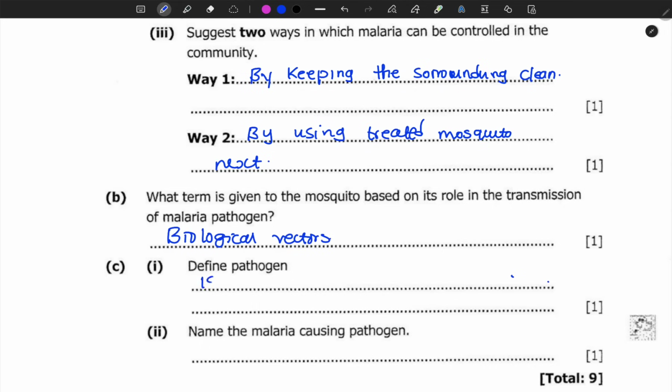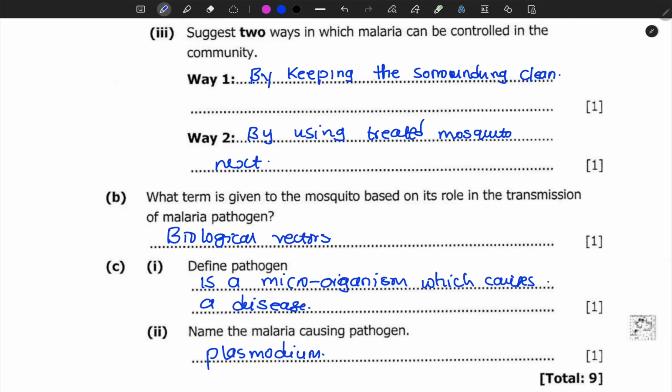Then define pathogen. A pathogen is a microorganism which causes a disease. So anything that can cause a disease is a pathogen. Then Roman number 2, name the malaria causing pathogen. So the pathogen for malaria is called Plasmodium.